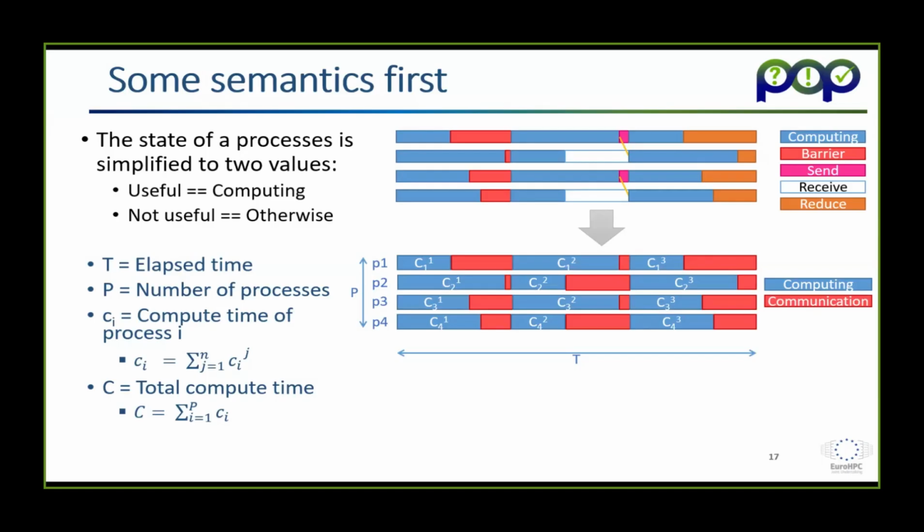So here you have the formulas. The compute time of the application is the sum of all the compute times of the different bursts of a process, and then of the different processes of the application.